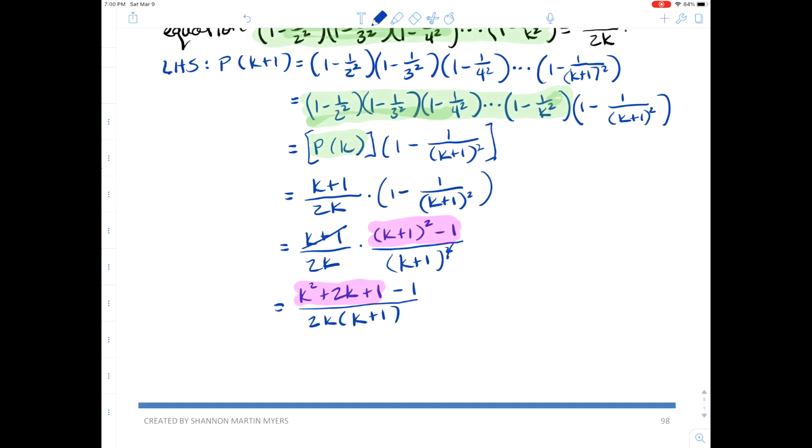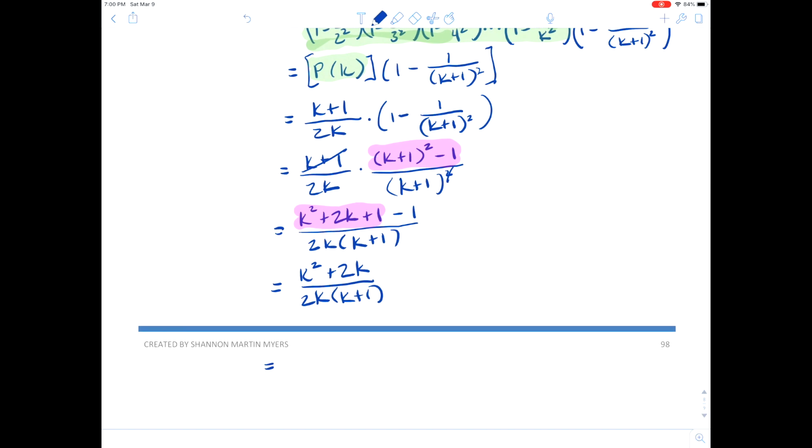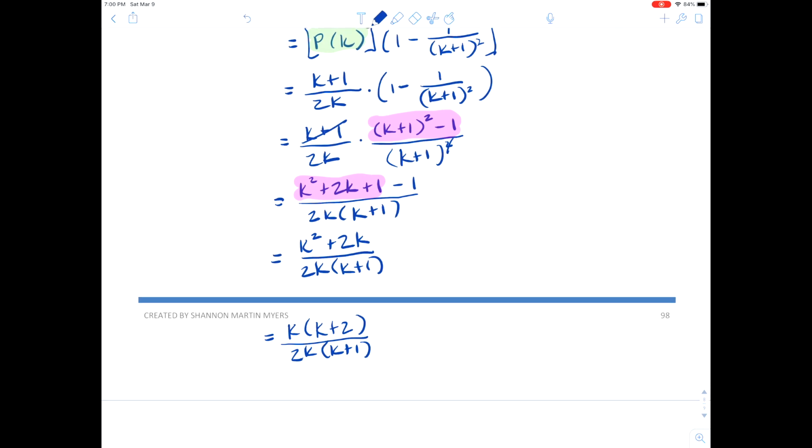All right, well, continuing, we will have (k squared plus 2k) over 2k times (k plus 1). But what is that? That's going to be k times (k plus 2) over 2k times the quantity (k plus 1). With the k's dividing out, we'll have (k plus 2) over 2 times (k plus 1). And that's for our left-hand side.